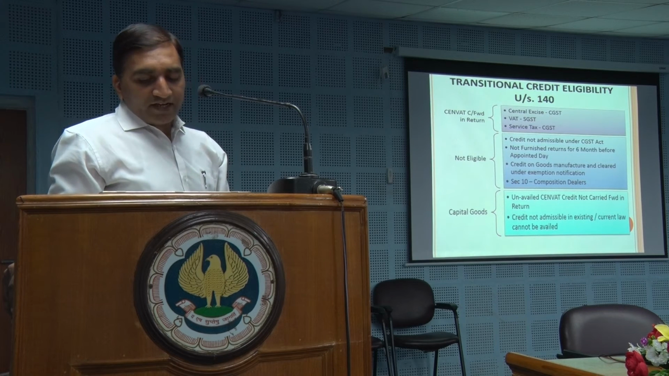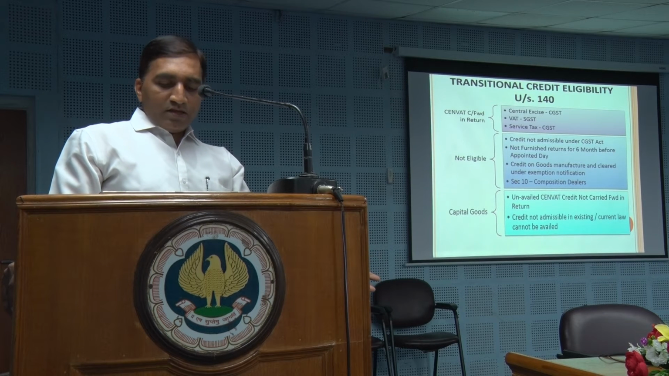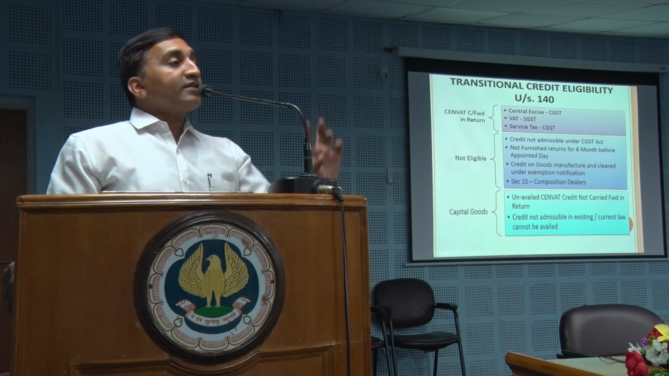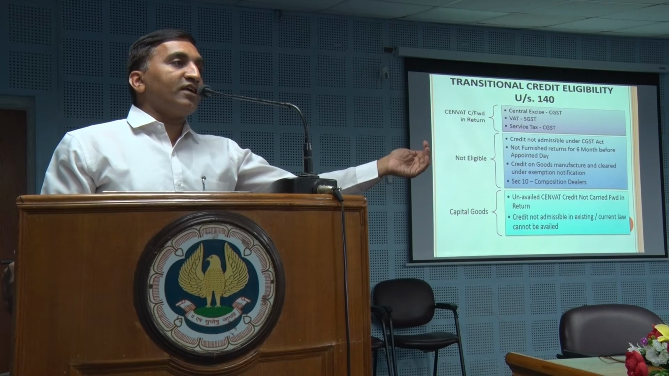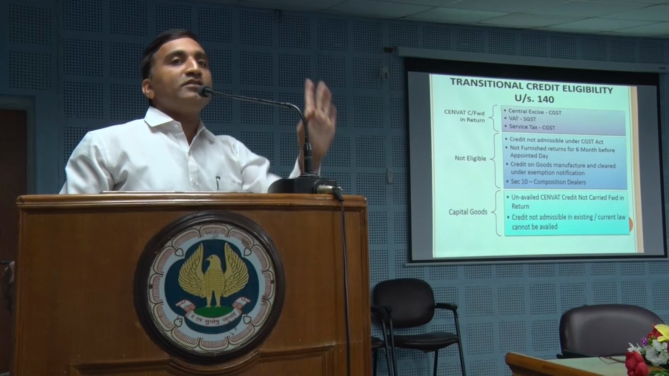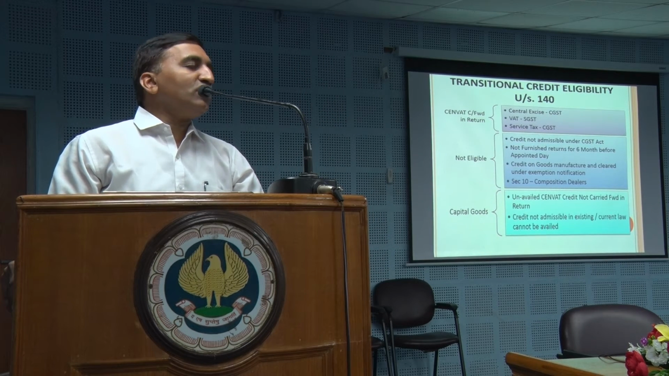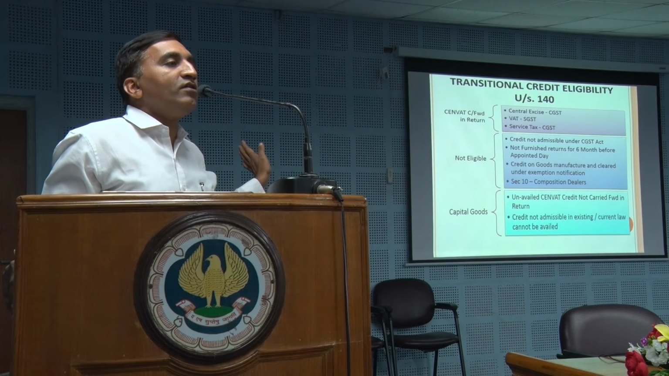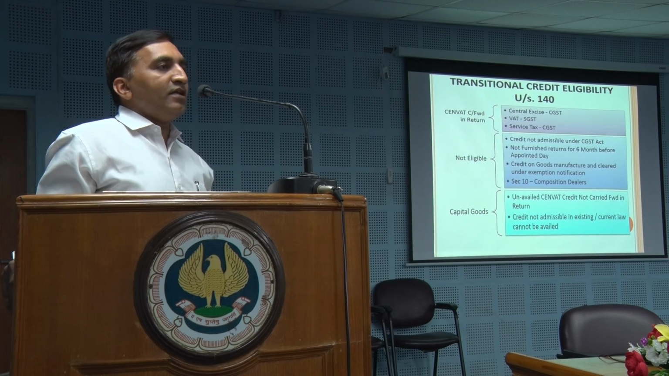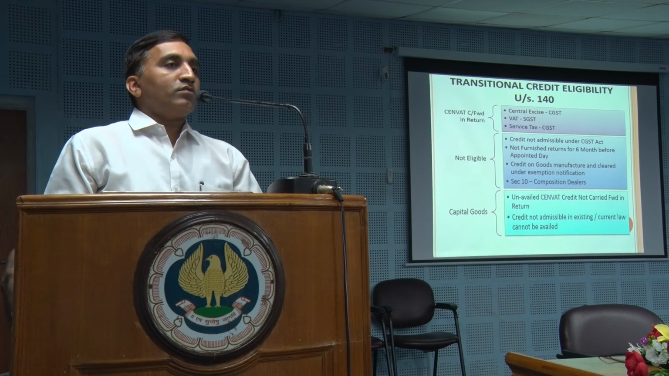Credit on goods manufactured and cleared under exemption notification. So you manufacture certain goods and it is cleared under exemption notification. On that you may have the ITC credit, but you are not eligible to claim the ITC credit. And then these sections are not applicable for section 10, that is composition levy dealer. Now we come to any doubt till now?